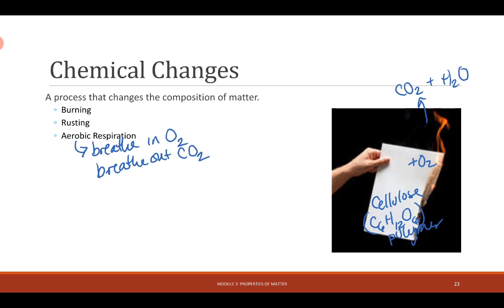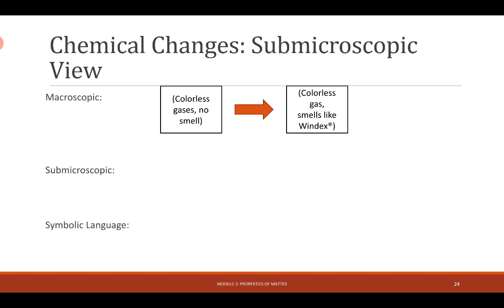You're making something new. So when you're doing chemical change on a microscopic level, sometimes you can tell with your eyeballs what's happening, and sometimes you have to use your other senses. And so for this example, it's taking colorless gases that have no smell and producing a colorless gas that actually has a smell.